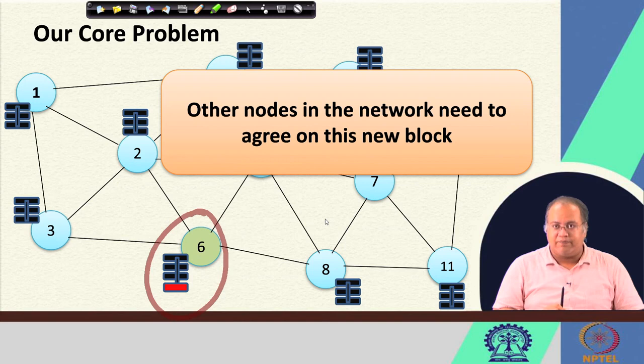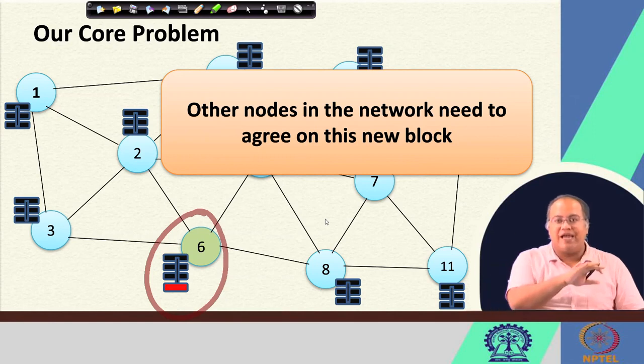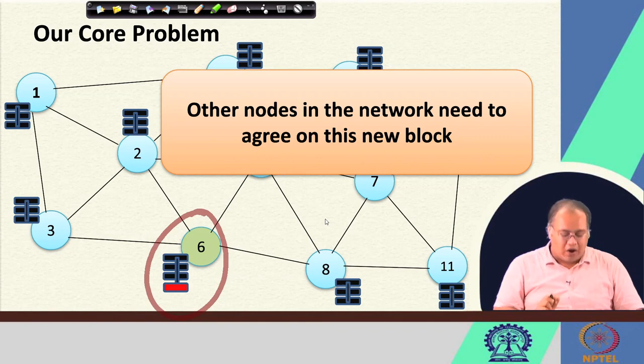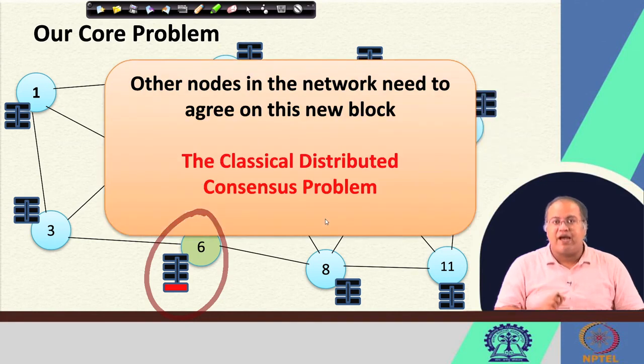Now, interestingly, this particular problem is not a very new problem in the context of blockchain, rather it is a very old problem in the distributed system literature. This particular problem, where someone is proposing something and all other neighbors or peers have to collectively decide whether to agree on that proposal or not, is termed the distributed consensus problem.